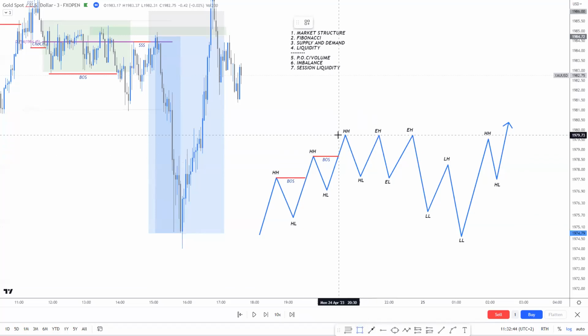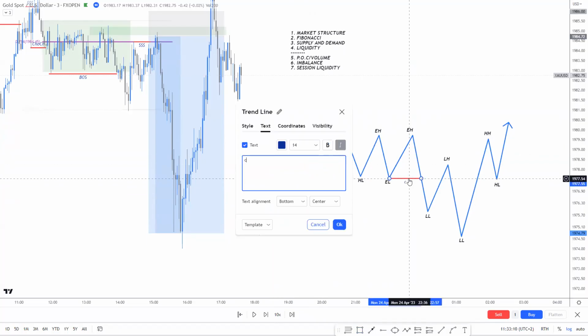In this case, price just ranges, equal highs and equal lows. The market is not trending. And then price suddenly breaks the higher low, or in this case, the equal low, to create a new lower low. What's this called right here? Price came from an uptrend and now it has broken structure to the downside. Change of character, obviously.